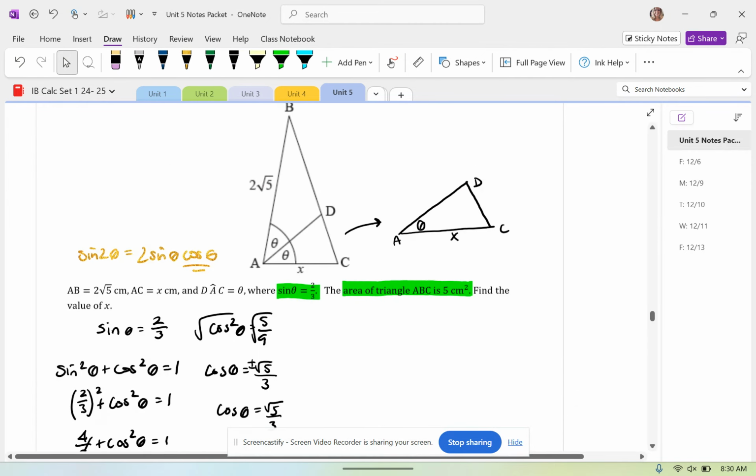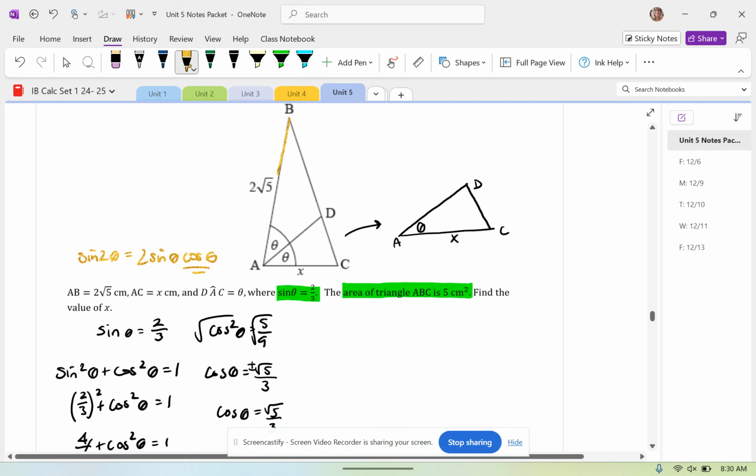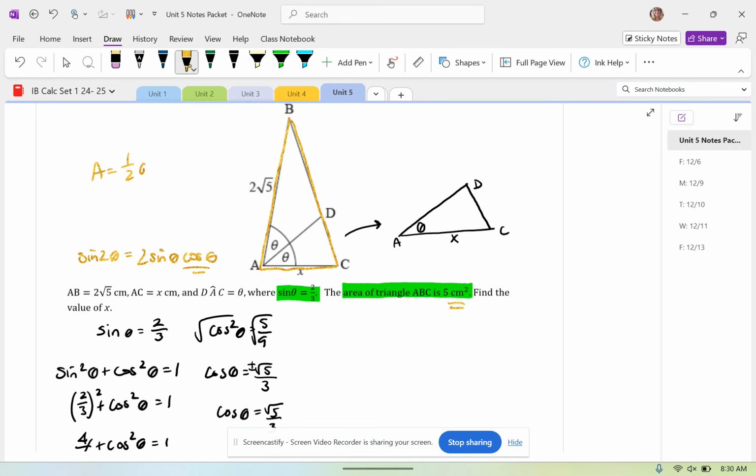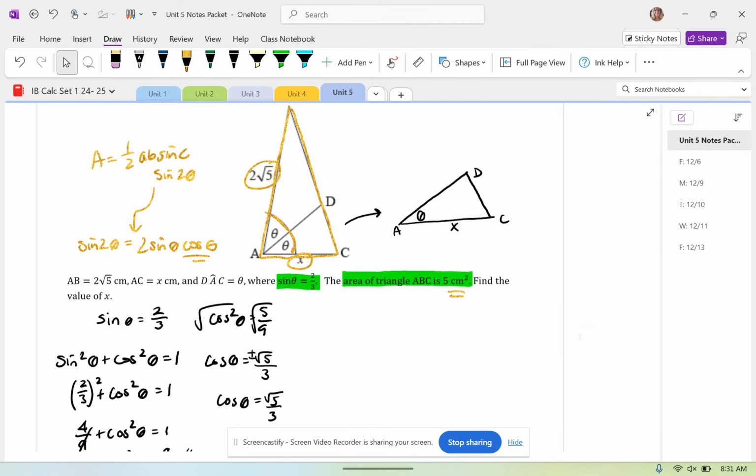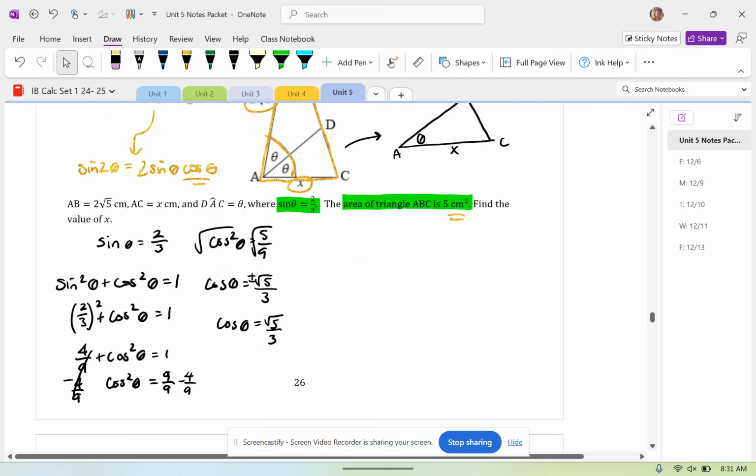So the area of the big triangle here is equal to 5. In order to use my area formula, I need this side for A, this side for B, and this included angle here for the sine of C. However, there are 2 thetas, so it's going to look like the sine of 2 theta. So that's how I kind of figured out that I needed to get a cosine, because I needed to figure out what the sine of 2 theta would look like in this case.